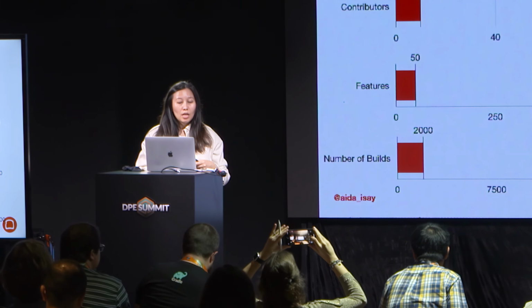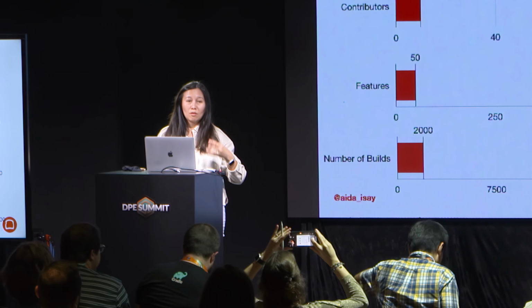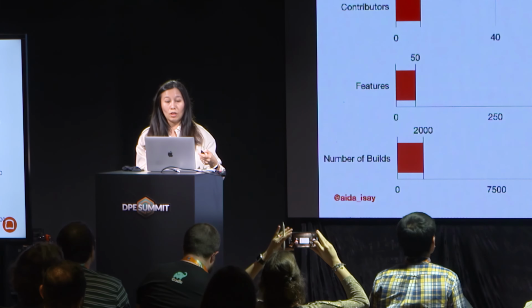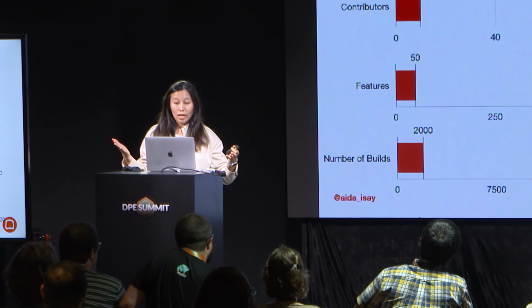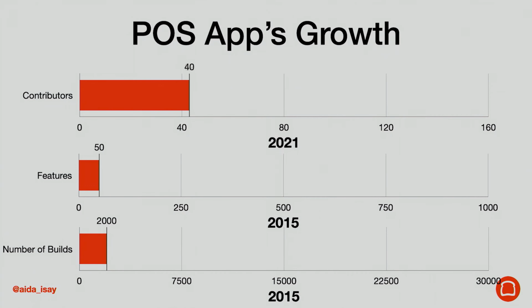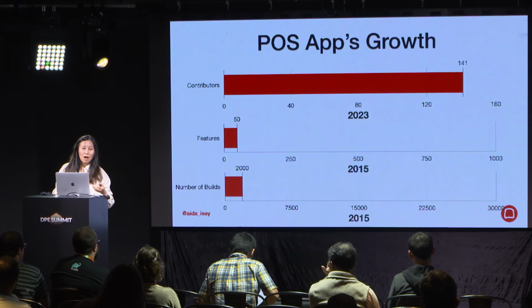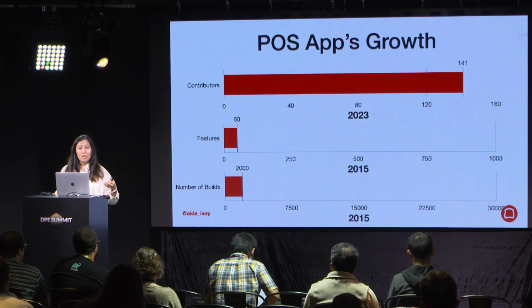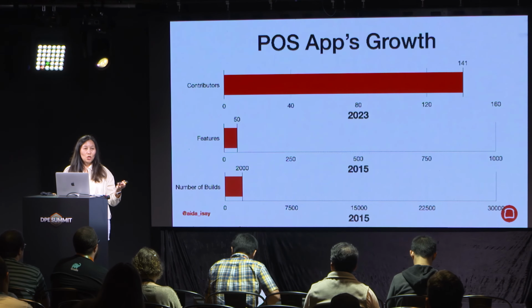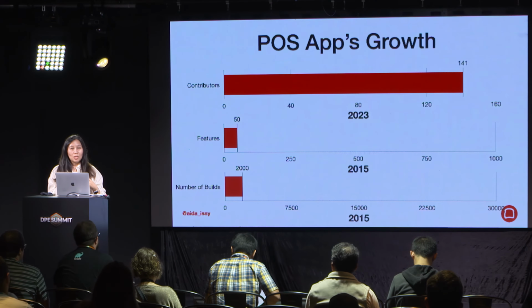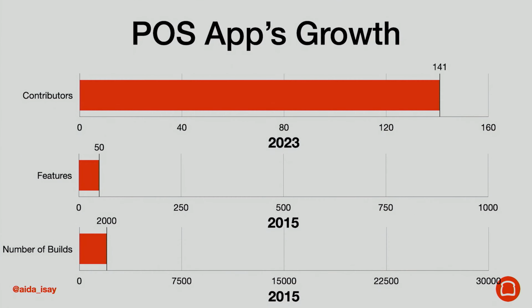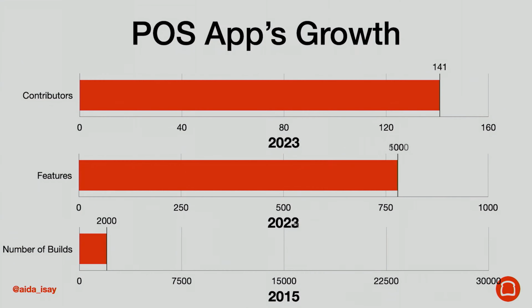So as the number of customers grew, so did the demand for new features, which meant the company grew a lot, and the number of contributors has grown a lot. If in the beginning we had less than 10 contributors, now we have over 140 contributors within an 8-year period. More contributors means we have more features to be built. In the beginning we had less than 50 features, now the point of sale app is a full-grown, gigantic product that contains multiple products with multiple features, with over 1,000 features at this point.